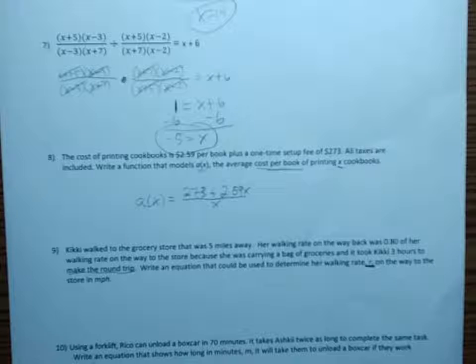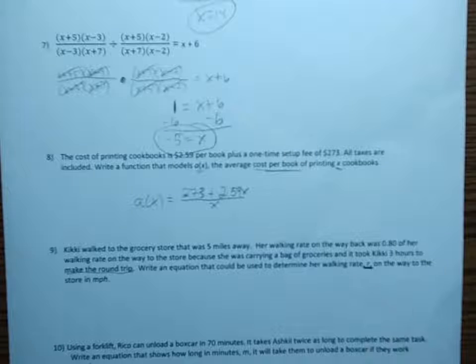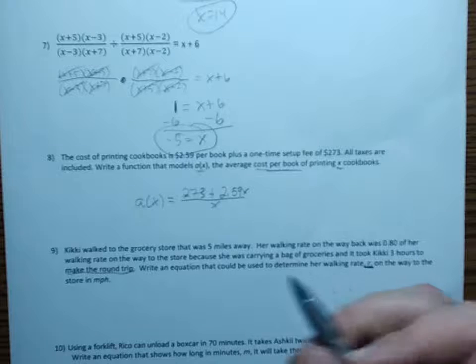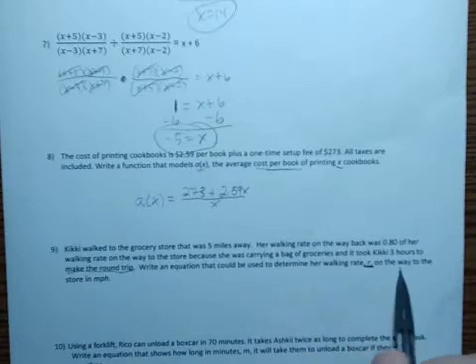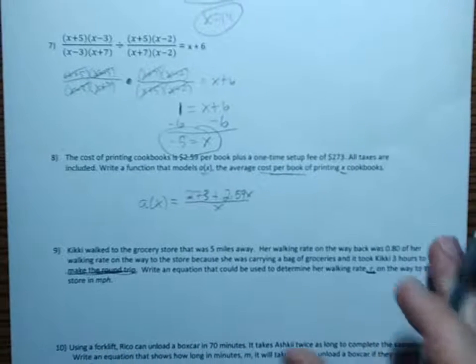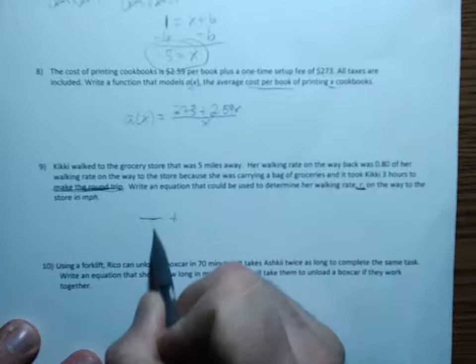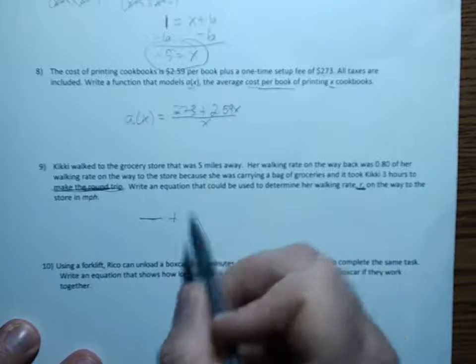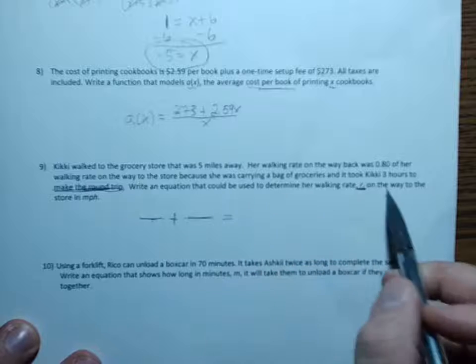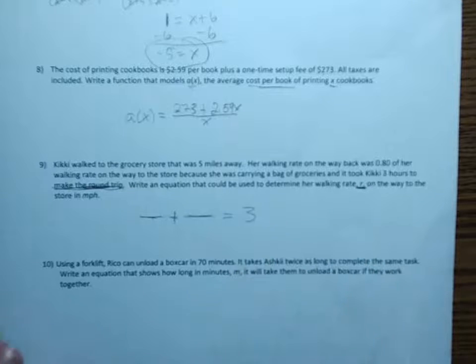This is a distance, rate, and time problem. It's talking about distance, it's giving us time, and it talks about how the rate is different going there and coming back. So we need to set up some kind of equation to that effect. It says that the round trip took 3 hours. That's the total time for the first part, or the time to the store, plus the time coming back is going to equal our total time. In this case, 3 hours is our total time.